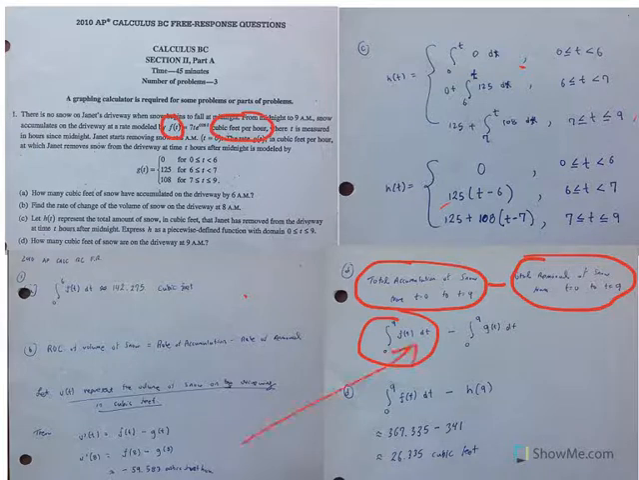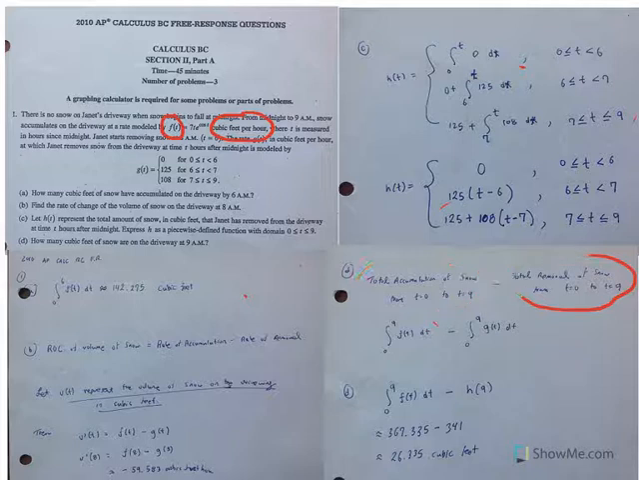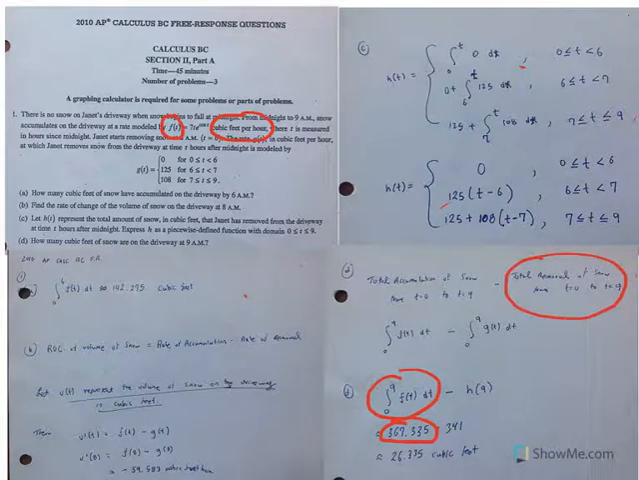So f of t tells you the rate at which snow is accumulating on the driveway from midnight to 9. So you take the definite integral of f of t from 0 to 9, and that will give you the total accumulation of snow from midnight to 9. It's about 367.335 cubic feet. Now, you need to subtract from that the total amount of snow that was removed from the driveway by 9 o'clock. And that's going to be given by taking the definite integral of the rate of change function that tells you the rate at which snow is being removed from the driveway.